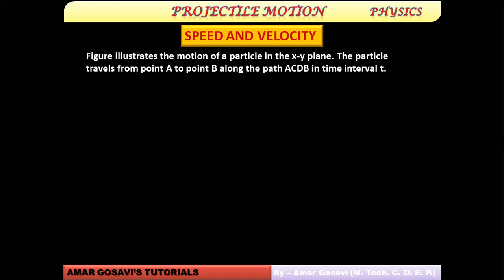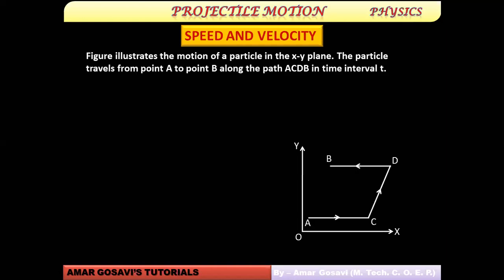So for that we will have to work out a figure, friends. Here in this figure which I'm going to draw now, the particle will travel from point A to point B, along path A, C, D, B in time interval T. So this is the path I'm talking about. I'm just showing you the X and Y axis. We try to trace the motion of this particular particle. Initially the particle was at A. From A, it moves to position C. From C, it moves to the new position D. And from D, ultimately it reaches the position B.